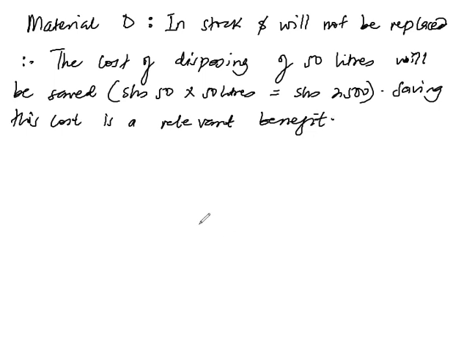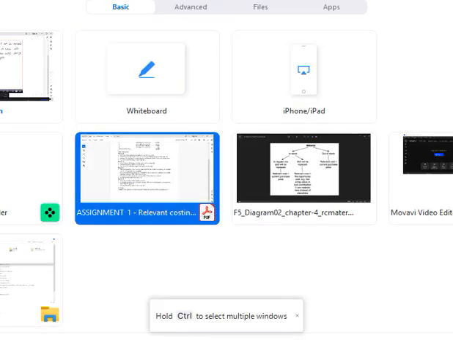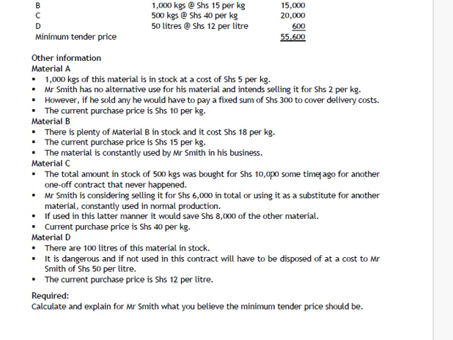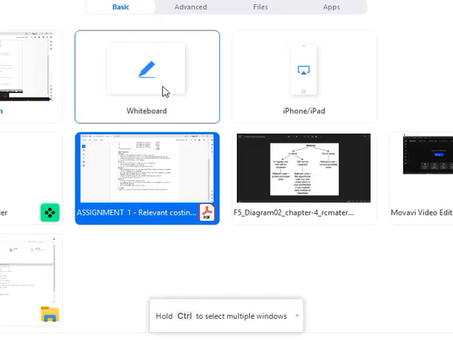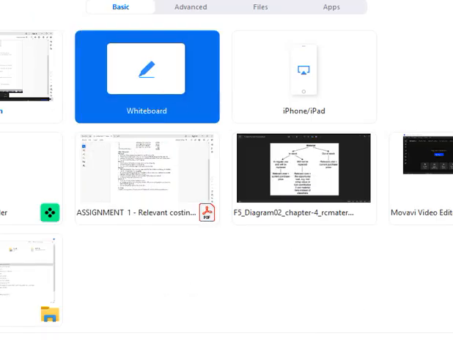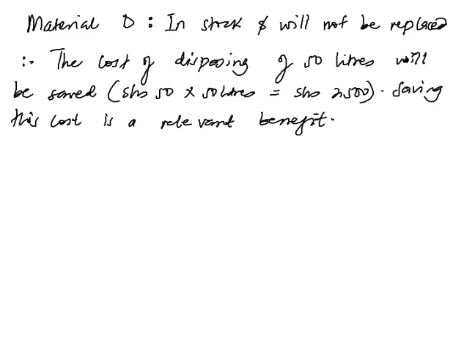How much did Mr. Smith include in his minimum tender price? Mr. Smith included 600, whereby he's getting the 50,000 liters that are required for the contract times their current purchase price of shillings 12 per liter, 600. That is wrong. Required: calculate and explain for Mr. Smith what you believe the minimum tender price should be. Of course, I have explained and we have noted something about each and every material, so we can simply come up with the minimum tender price.